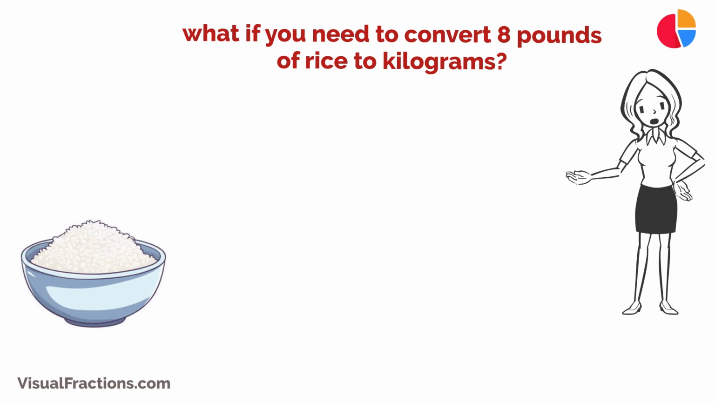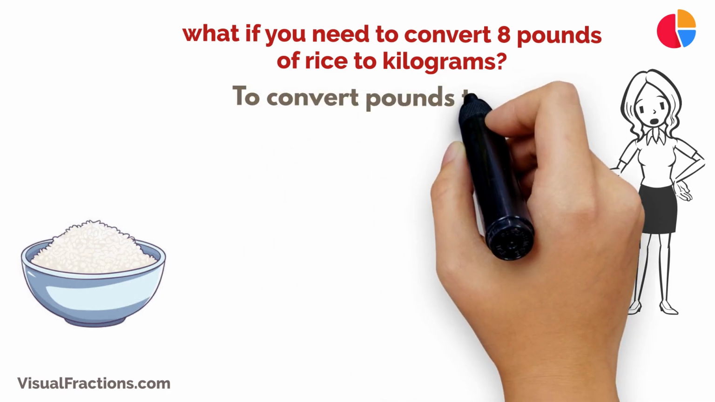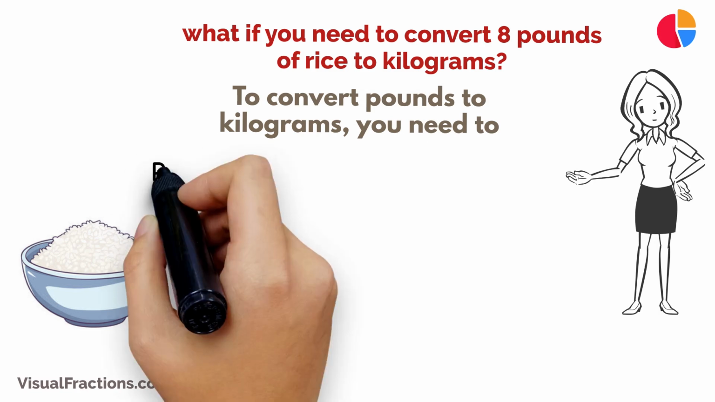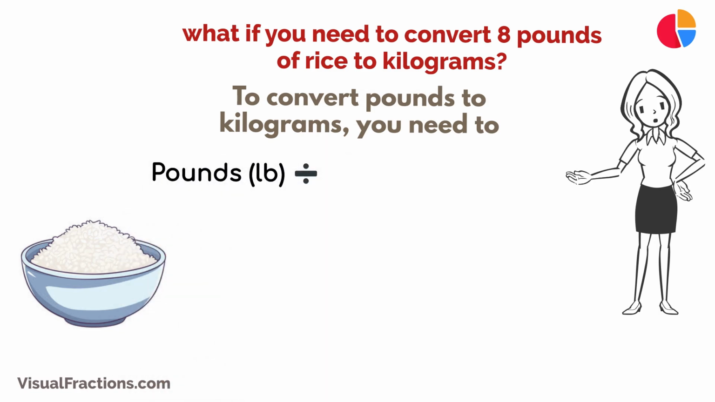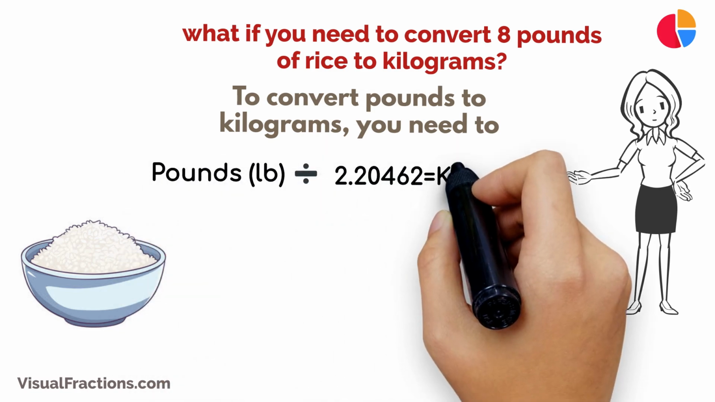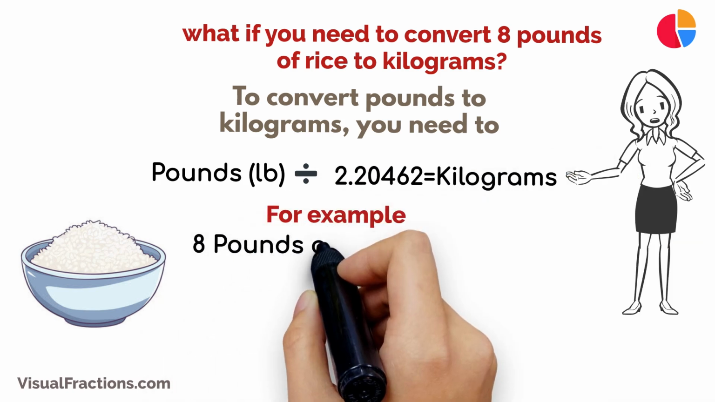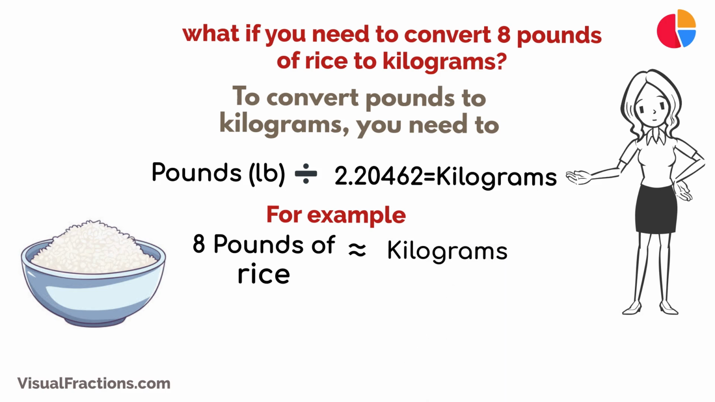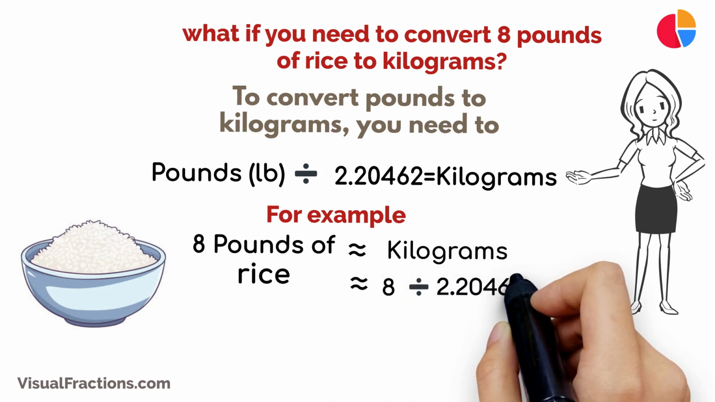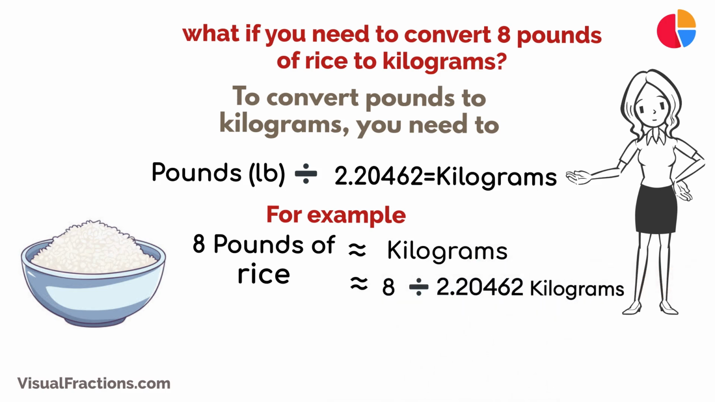But wait, what if you need to convert 8 pounds of rice to kilograms? Don't worry, we've got you covered. To convert pounds to kilograms, you need to divide the number of pounds by the conversion factor of 2.20462. Let's walk through an example of how to convert 8 pounds of rice to kilograms. We start by dividing 8 by 2.20462.